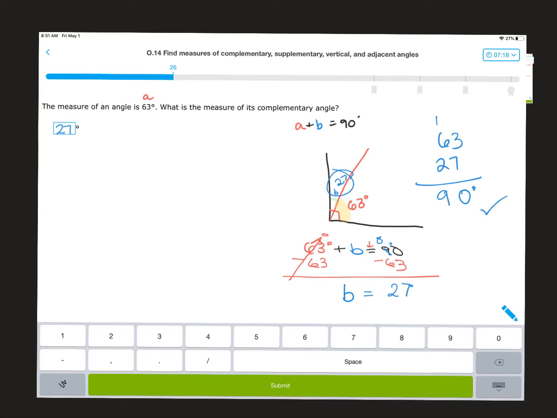So then, what was your answer? 27 degrees. So again, this was just for complementary angles. So you're going to subtract from 90. Feel free to rewatch this over and over until you get it. At Smart Score 26, you're still going to be getting these kind of questions.